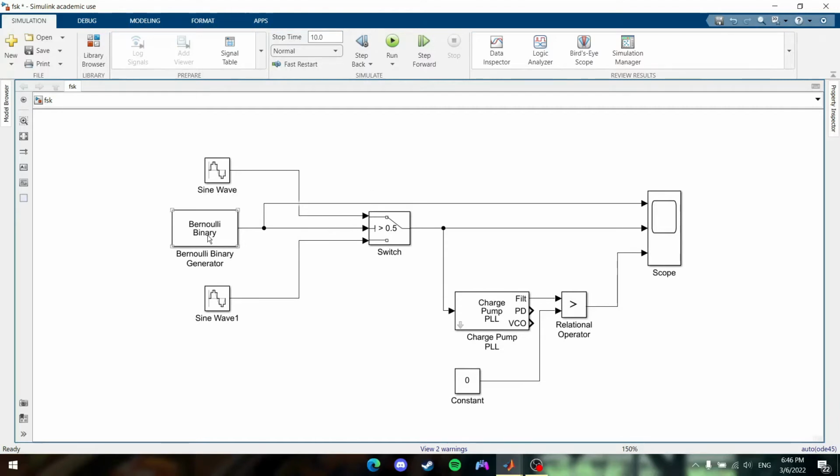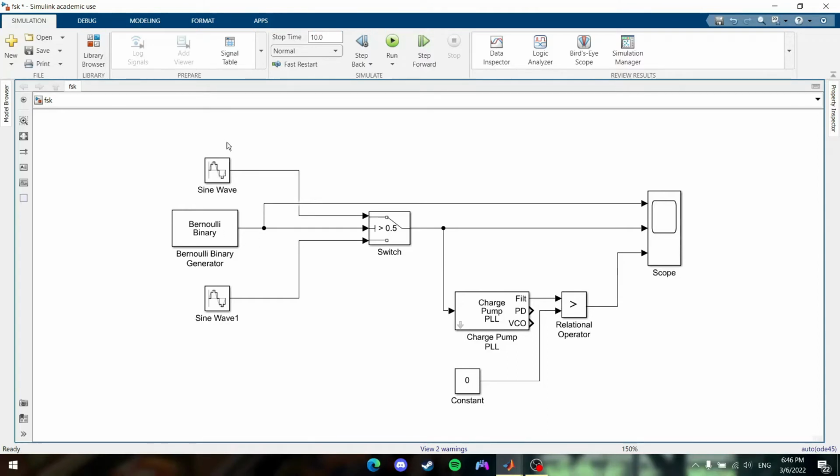The Bernoulli binary generator is used to generate a random binary number as the input. It means that every time we try to run the simulation, the input will always be different. So when we try to run the simulation, the Bernoulli binary generator will generate a random binary number, which can be 1101, 0100, 1101, or etc.